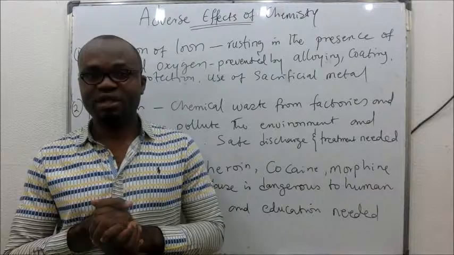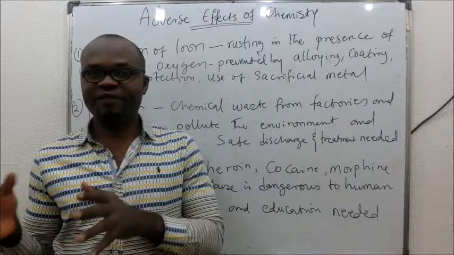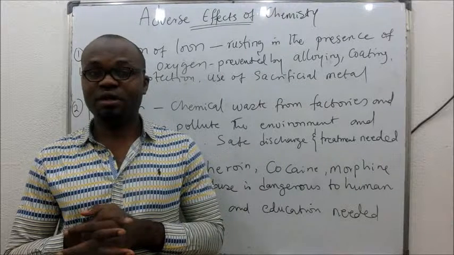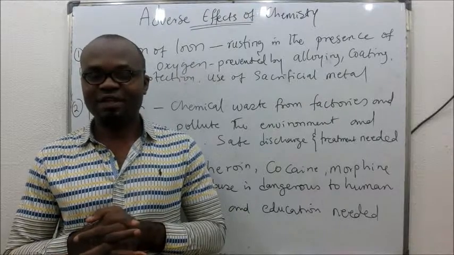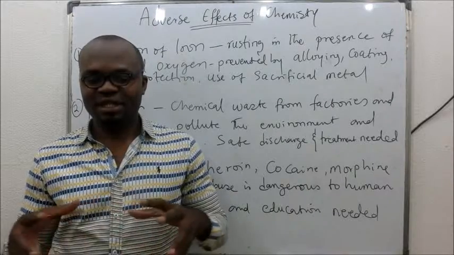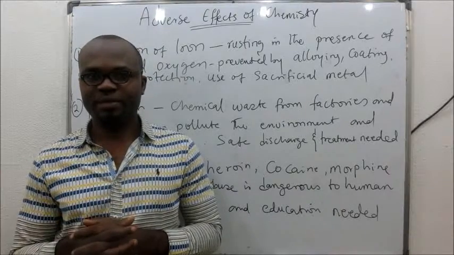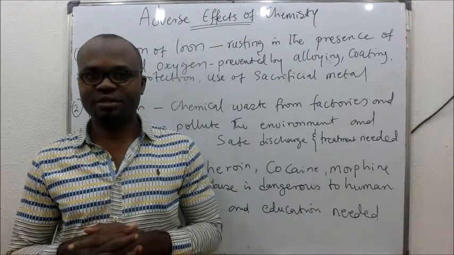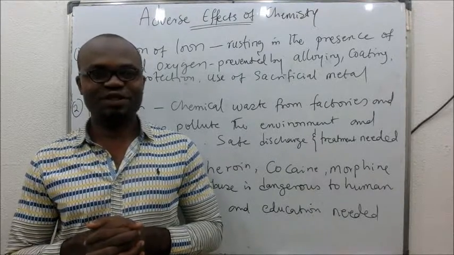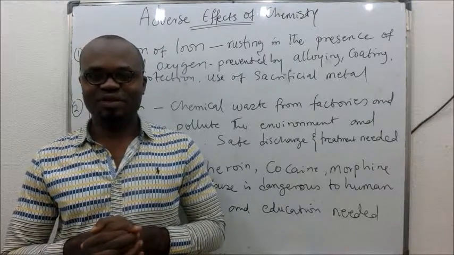In other words, government has to bring down strict laws on the manufacture and transportation of drugs that are not good, drugs like cocaine, morphine, or heroin. There also have to be strict laws on gas flaring. Chemical waste from oil industries has to be discharged in the proper way. There has to be good education for the youths so that they will know how to use drugs. And corrosion can also be prevented by using alloys and cathodic protection.